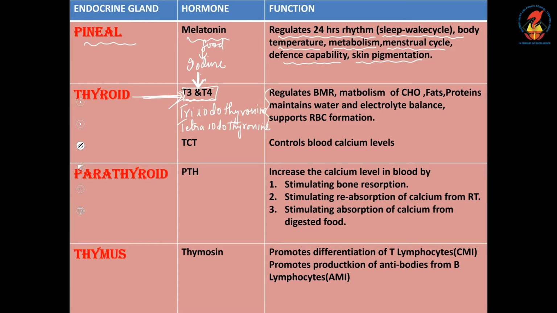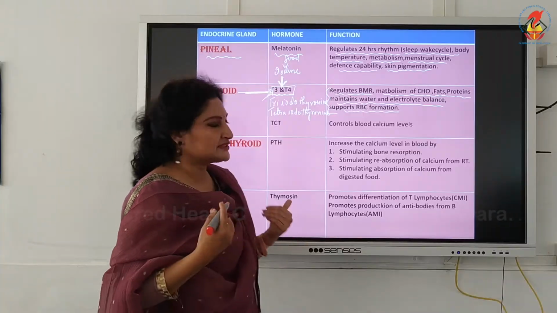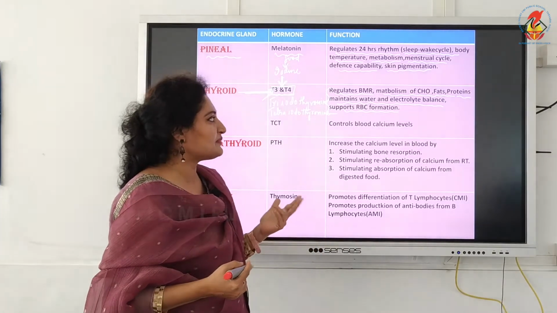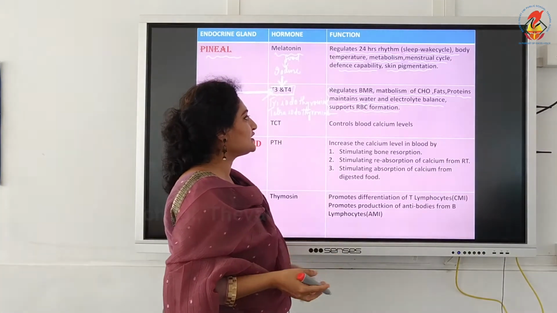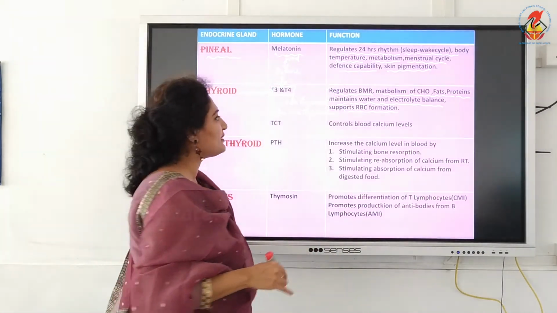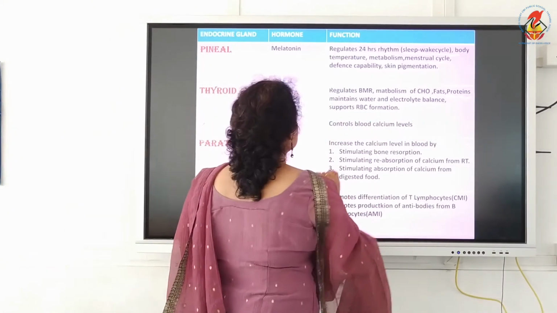Now the functions of these two: it regulates the BMR, the basal metabolic rate, the metabolism of carbohydrates, fats and proteins, maintains the water and electrolyte balance of our body, and supports RBC formation. So these are very, very vital. It enables or helps in these functions. The basal metabolism of our body helps in the metabolism of the main foodstuffs like carbohydrates, fats, proteins. That maintains the water and electrolyte balance of our body and supports RBC formation.